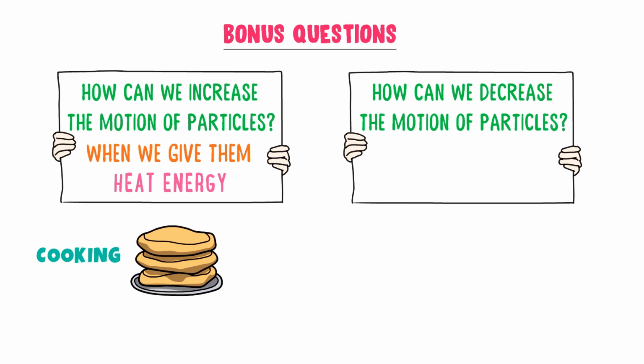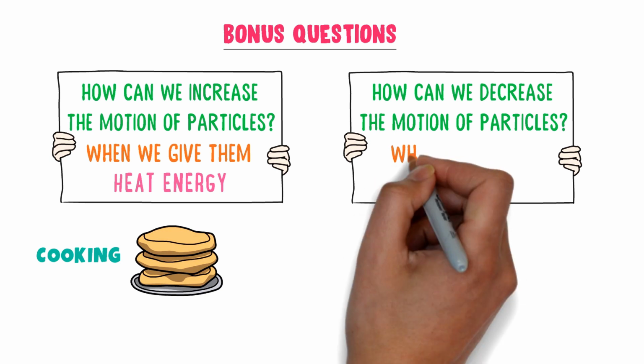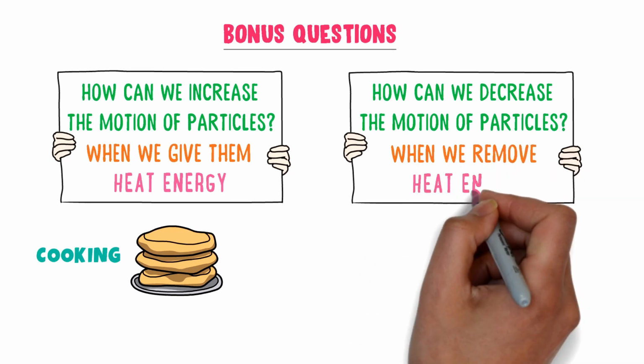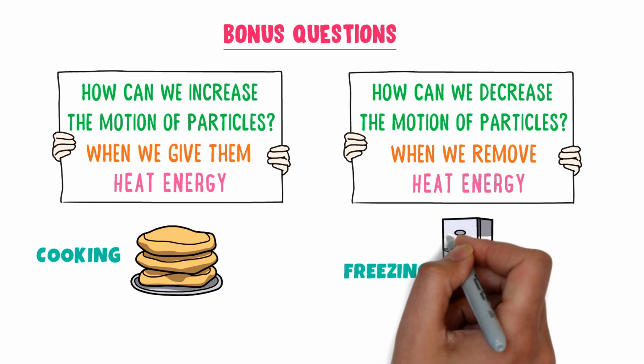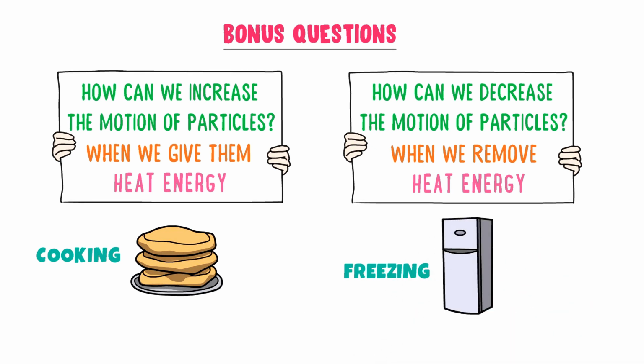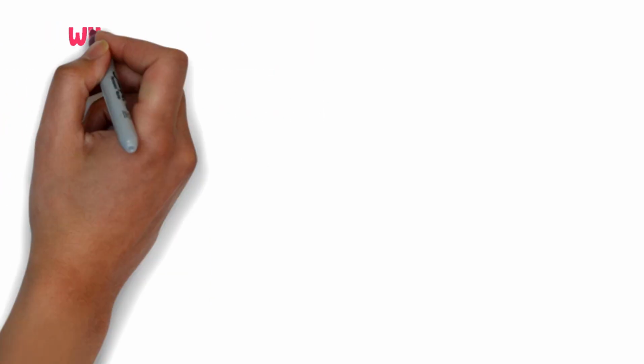Secondly, we can decrease the speed or motion of the particles when we remove heat energy from them. For example, when we freeze water in the refrigerator, we remove heat energy from it. So these are the two methods through which any matter can change its physical state. Now coming to the second part of this lecture.